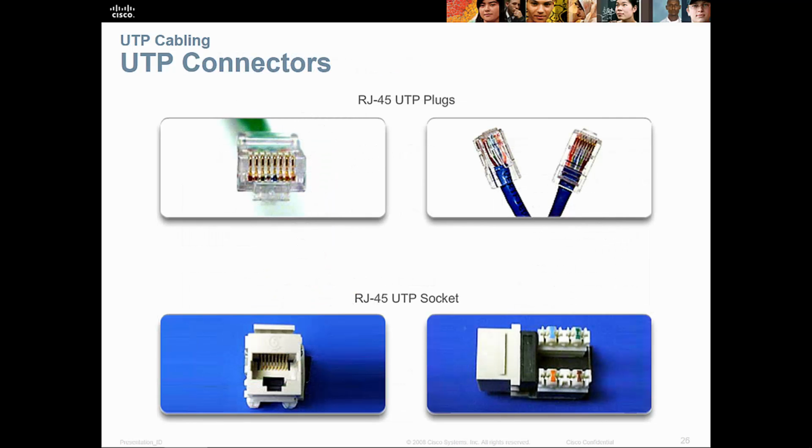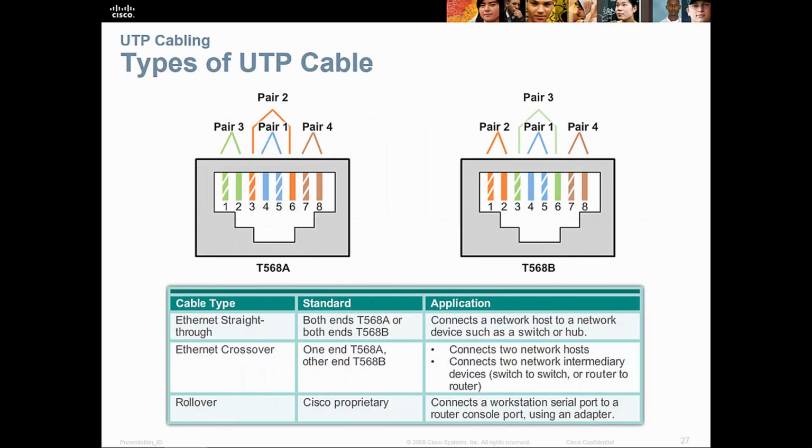The way that the UTP or STP are terminated are by an RJ45 plug or by an RJ45 socket. There's a specific color code to these. That color code comes in two flavors, T568A and T568B. Why the two? Because there's two different types of cables, a straight through and a crossover.